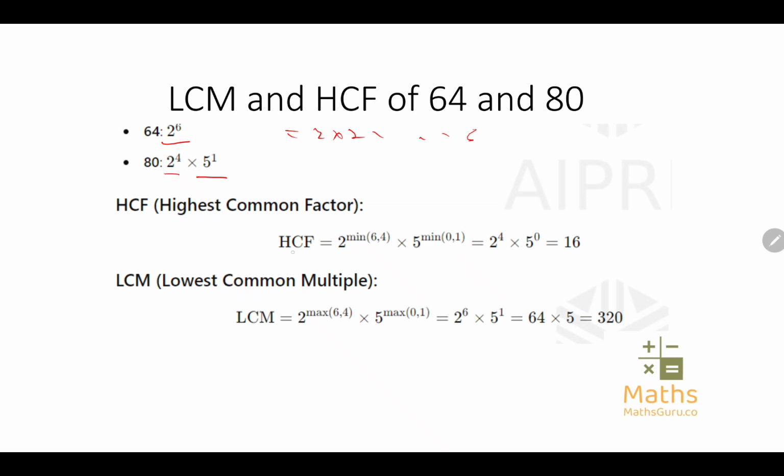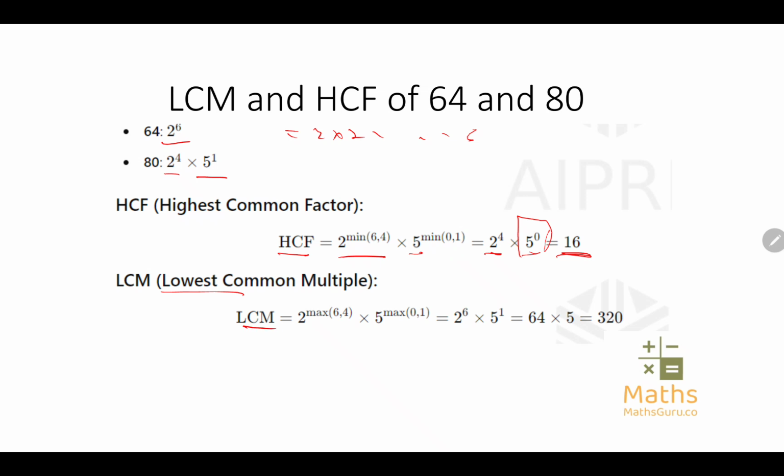So if I have to find the HCF, I will take the minimum of 6 and 4, so I will pick 2 to the power 4, right? And for 5, it's 0 and 1, so here we don't have 5 in 64, so we will pick 5 to the power 0, which is 1. So it will come up to 16, right? 16 is the highest common factor for 64 and 80, right?